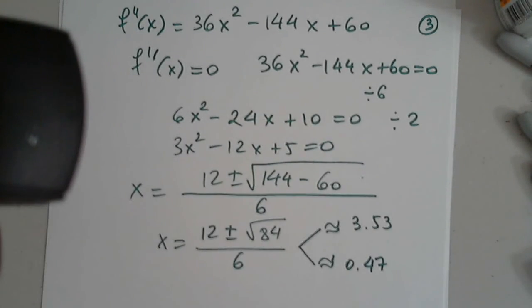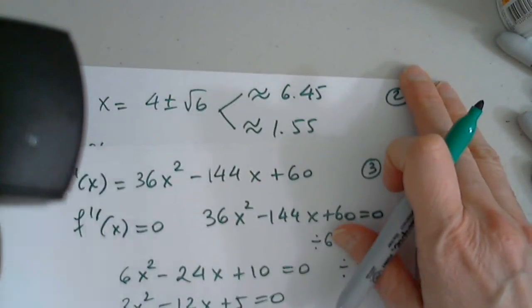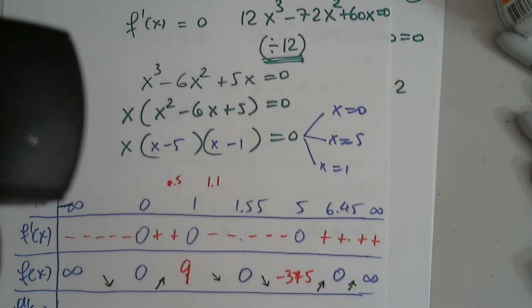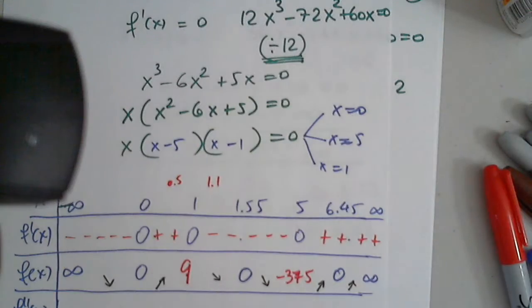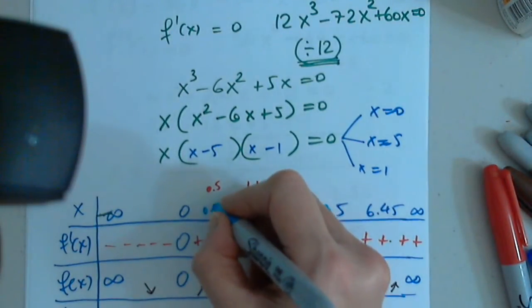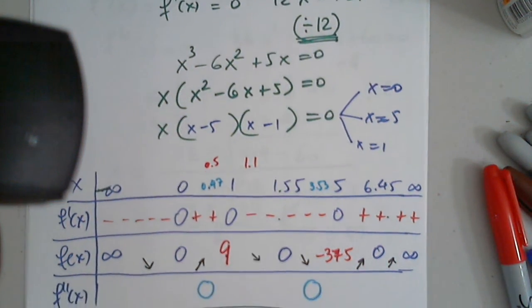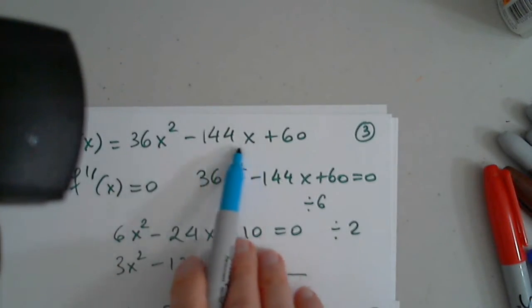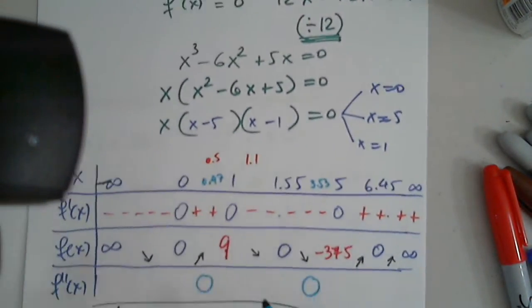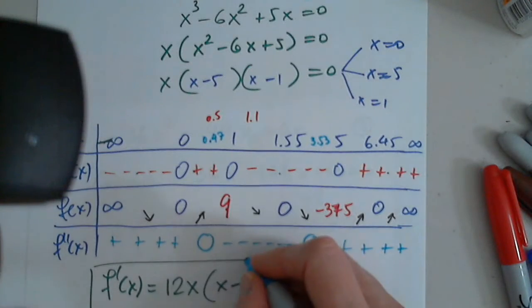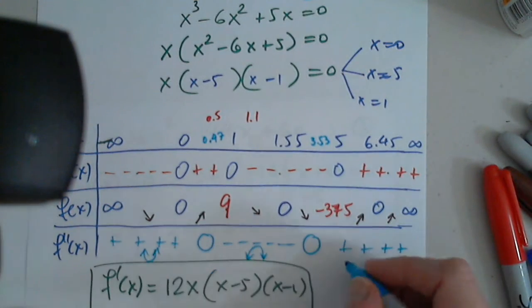Of course, they have to be all squeezed in there. 3.53. Can I put it in? 3.53, and the other one is 0.47. Of course. Okay, it's a quadratic function. In between the solutions it will be negative, or you can check if you want. And outside will be positive. You can plug in a number. So this is the situation here.